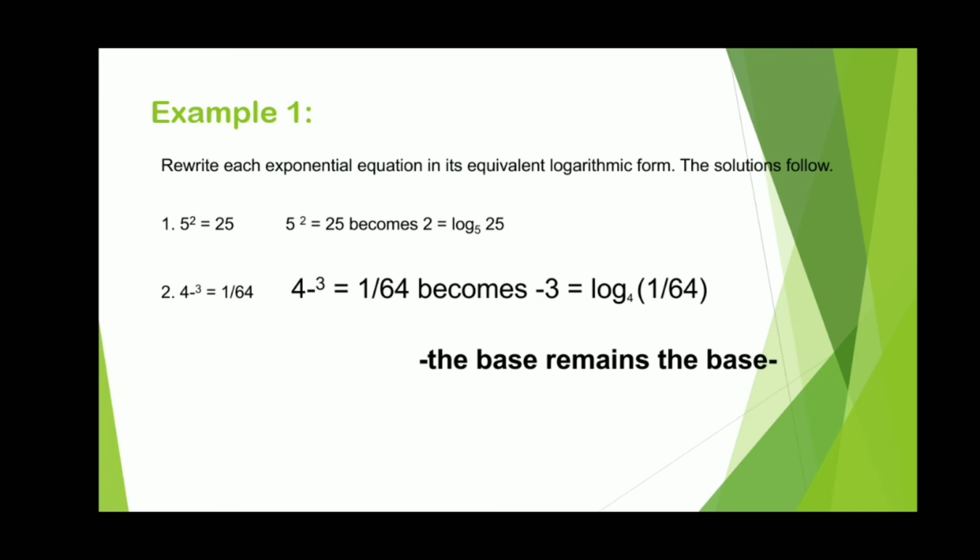Number 2, 4 with the exponent of negative 3 equals 1 over 64. It becomes negative 3 equals log base 4 of 1 over 64. Again, the exponent is written as the number, negative 3, and the 4 goes in the log base form. So the base remains the base.